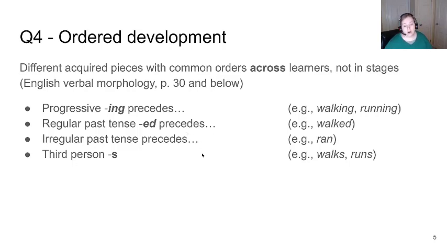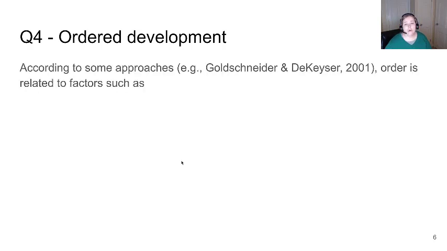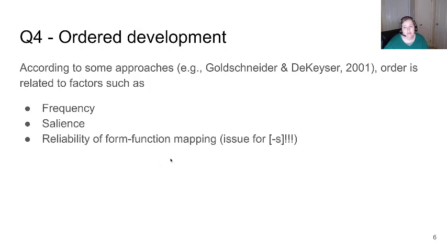Okay, so although I will ask you in class about what you would have guessed would be the order, let's talk a little bit about why people think this is the order when it happens, okay? So according to some approaches, such as Goldschneider and DeKeyser 2001, the order that you see in ordered development is related to factors such as frequency, salience, reliability of form-function mapping, etc. Frequency is, of course, number of times you see it. How often do you see it?